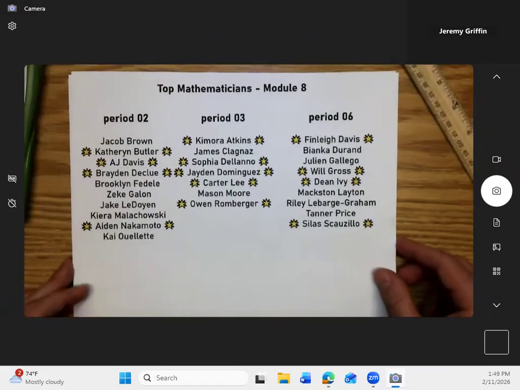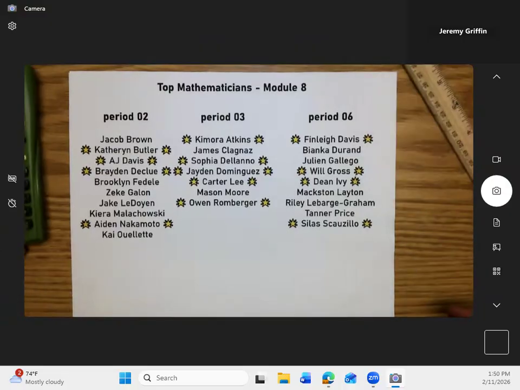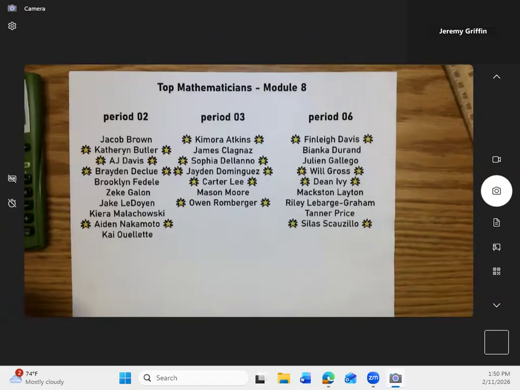Here's the top mathematicians for Module 8. Awesome job. Team made the list. Up there, baby. There's still a few more students who have to take a quiz.